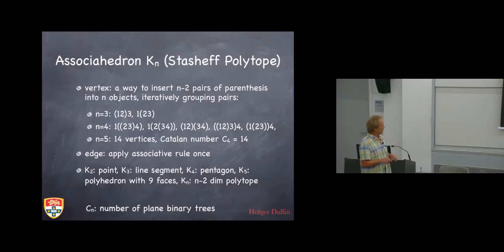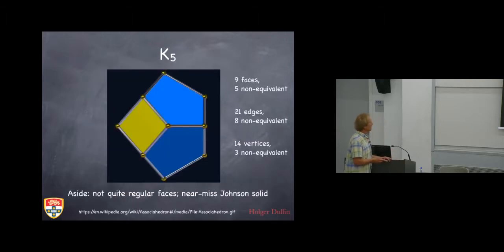K5 is a polyhedron with 9 faces. And so in general, it's an n-2-dimensional polytope.